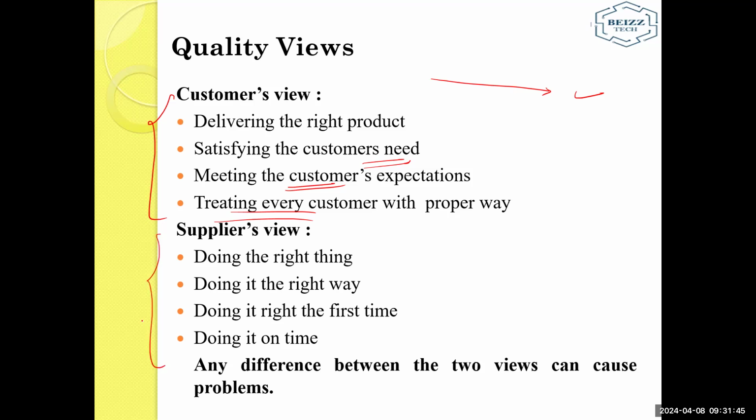But as an IT industry, what is our view? The supplier view: doing the right thing, doing it the right way, right first time, and doing it on time. Are you getting my point? Any difference between these two views is what we call a quality gap. So, guys, we need to make sure that there is no quality gap. Whatever we are developing, designing, testing, it should match our customer expectation only, right?